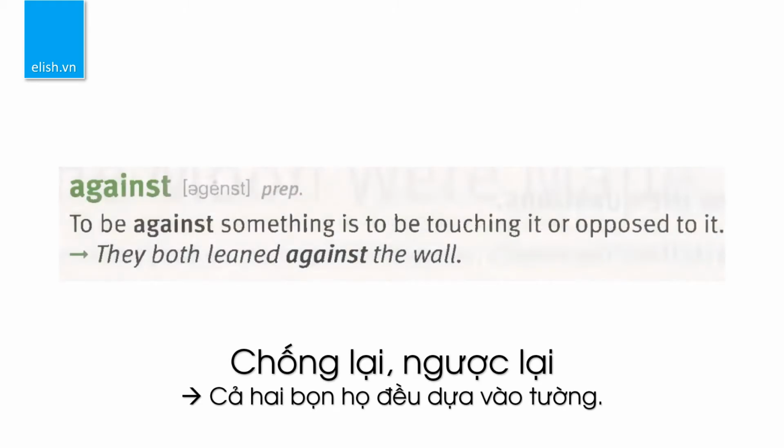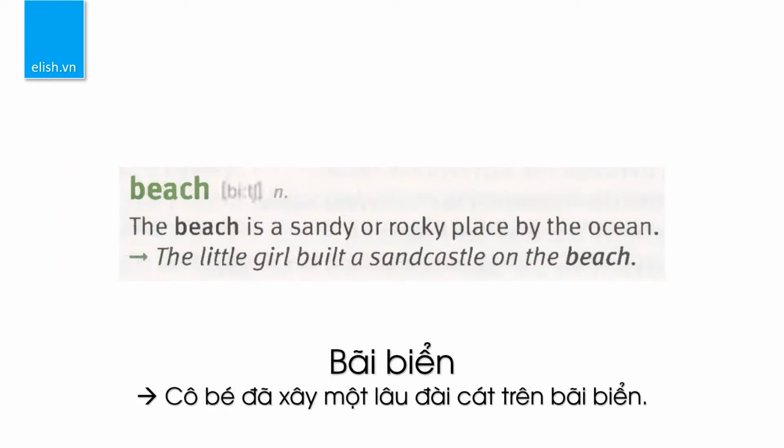Unit 9. Word list. Against. To be against something is to be touching it or opposed to it. They both leaned against the wall. Beach. The beach is a sandy or rocky place by the ocean. The little girl built a sandcastle on the beach.